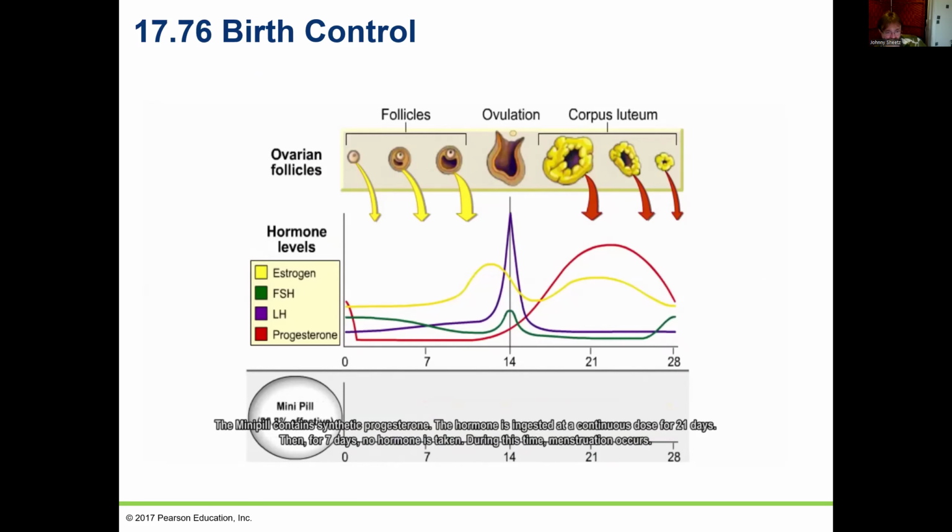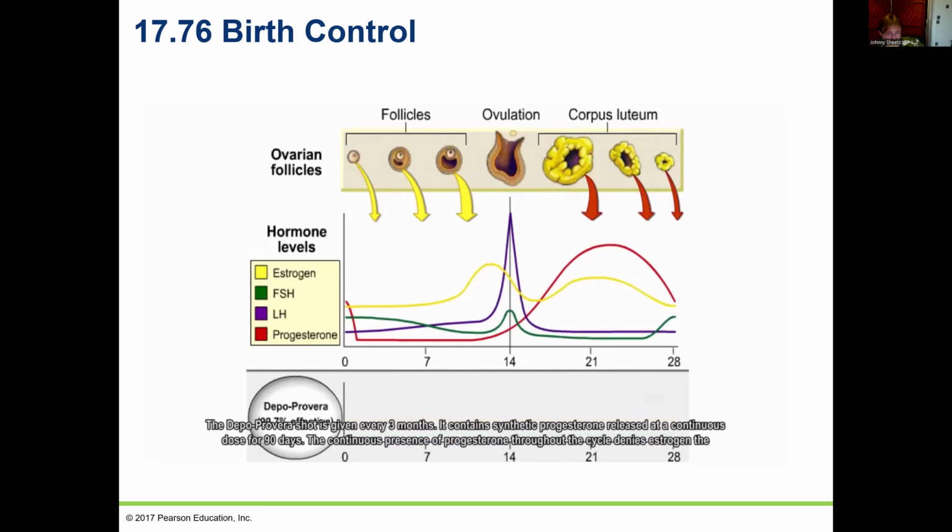The mini pill contains synthetic progesterone. The hormone is ingested at a continuous dose for 21 days. Then for 7 days, no hormone is taken. During this time, menstruation occurs. The presence of progesterone throughout the cycle denies estrogen the ability to cause a spike in LH and FSH levels. Therefore, ovulation does not occur.